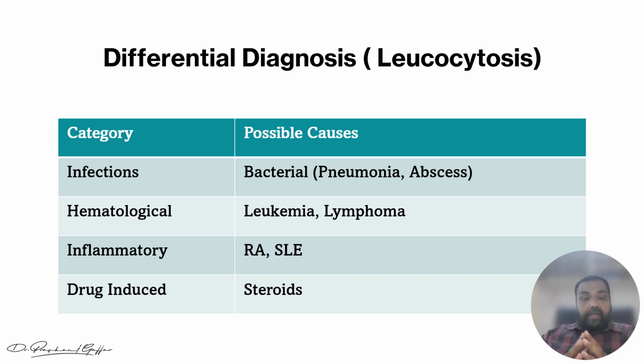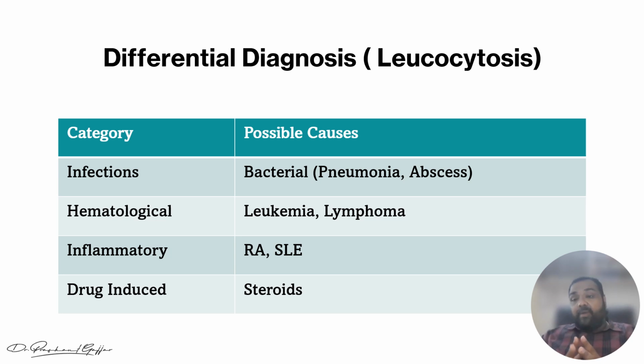So category और possible cause में हमने टेबल बनाया हुआ है इधर. So if it is infection, the possible cause is bacterial, pneumonia or abscess. Right? इसमें आपको ज्यादा कौन सा बढ़ा हुआ दिखेगा? न्यूट्रोफिलिक ल्यूकोसाइटोसिस दिखेगा. Hematological causes like leukemia or lymphoma. Inflammatory causes, rheumatoid arthritis or SLE, or drug induced, like steroids. Right? So I hope you can easily understand the differential diagnoses of leukocytosis.